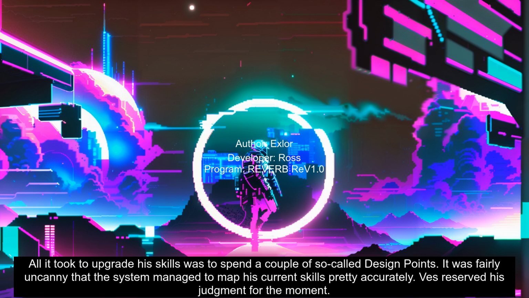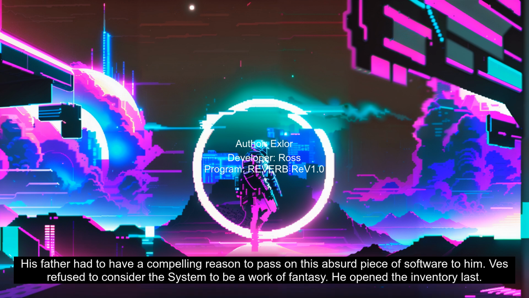All it took to upgrade his skills was to spend a couple of so-called design points. It was fairly uncanny that the system managed to map his current skills pretty accurately. Vess reserved his judgment for the moment. His father had to have a compelling reason to pass on this absurd piece of software to him. Vess refused to consider the system to be a work of fantasy.